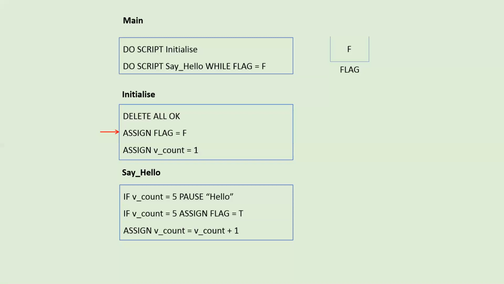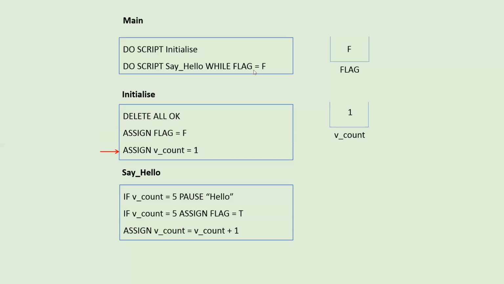So now I've created a variable called flag. I've put the word false in it. The next instruction we need to do is create a variable called vCount, and we need to put 1 in it. Because what I want to do in this silly PowerPoint example is count to the number 5. And when I get to the number 5, I'm going to be so excited that I'm going to say hello.